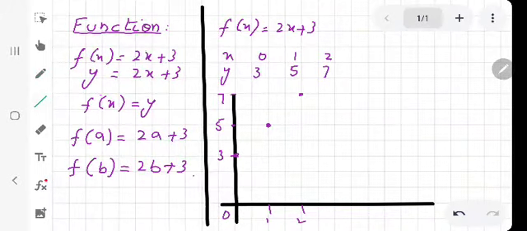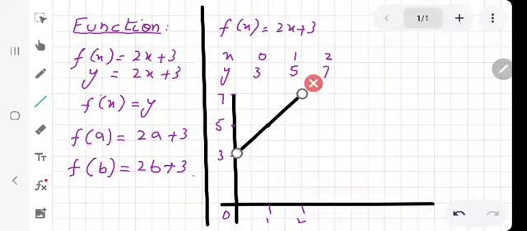Okay, now if I join all these points, you can see that I will get a straight line. So this is the equation of a straight line, called the linear equation, you all know.